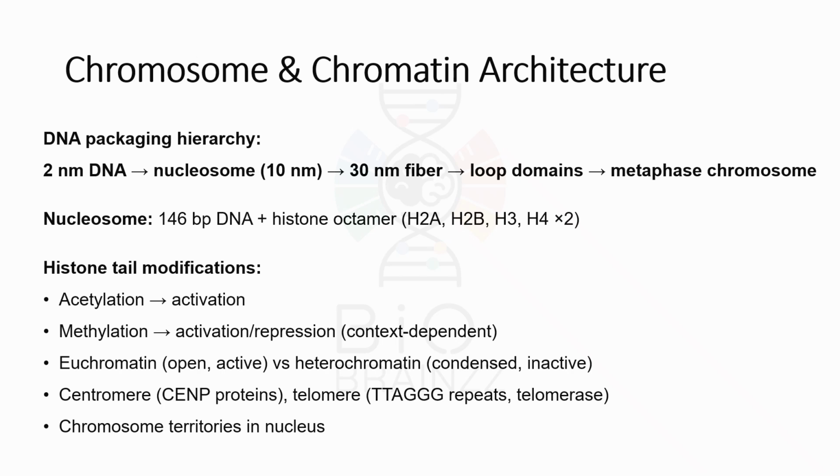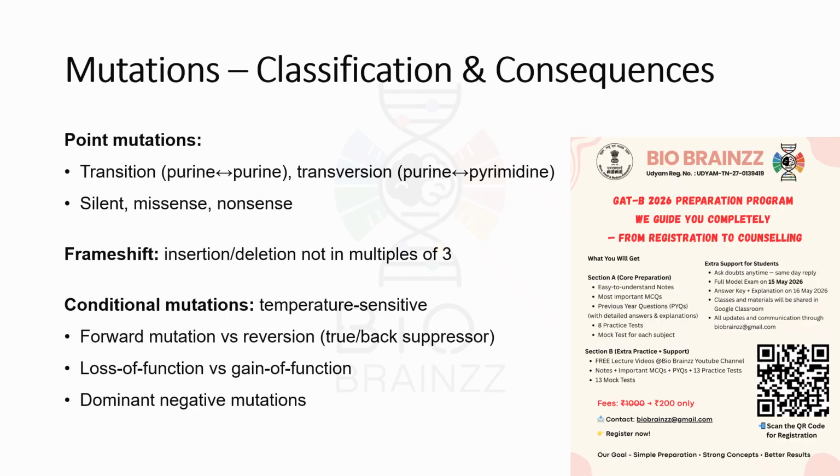gene expression. For example, acetylation generally activates transcription, while methylation can either activate or repress depending on the context. Also, euchromatin is active and loosely packed, whereas heterochromatin is inactive and tightly packed. These concepts are very important for conceptual MCQs.